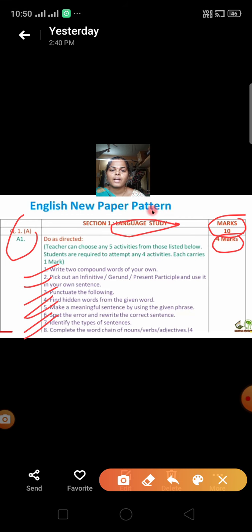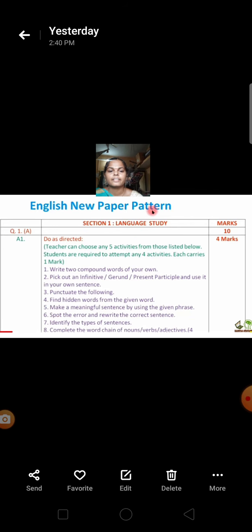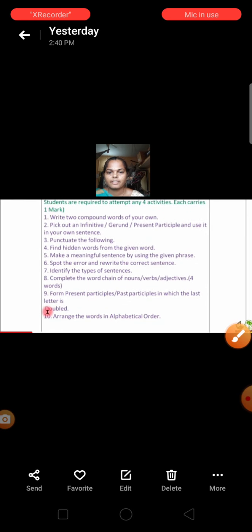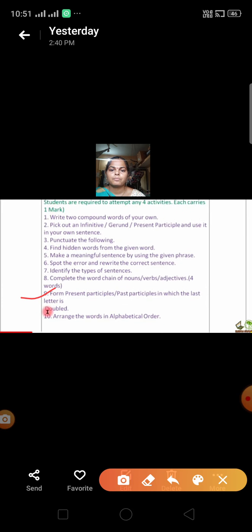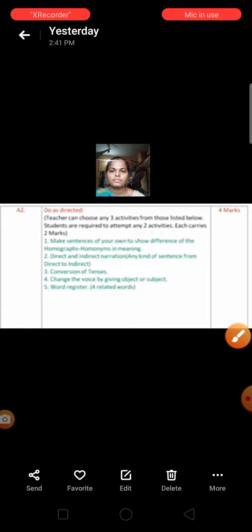Seventh one is identify the types of sentences. Eighth one is complete the word chain of nouns or verbs or adjectives. Next is form present participles or past participles in which the last letter is doubled. 10th one is arrange the words in alphabetical order. So you can see all these activities are very simple for you. Yes. Next one is question number 2.